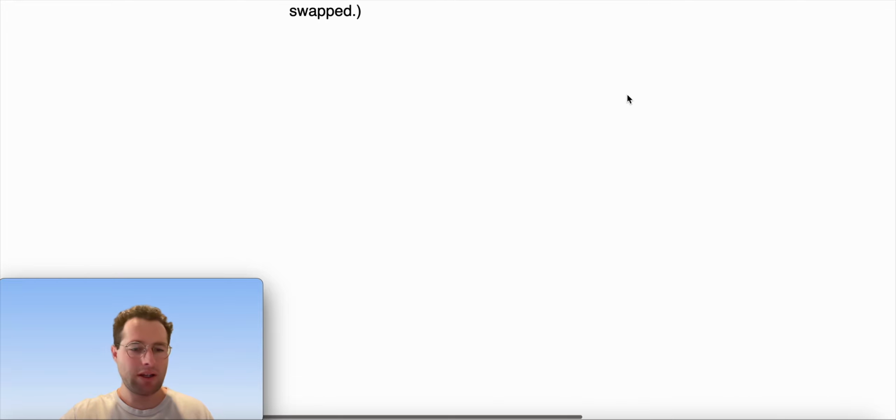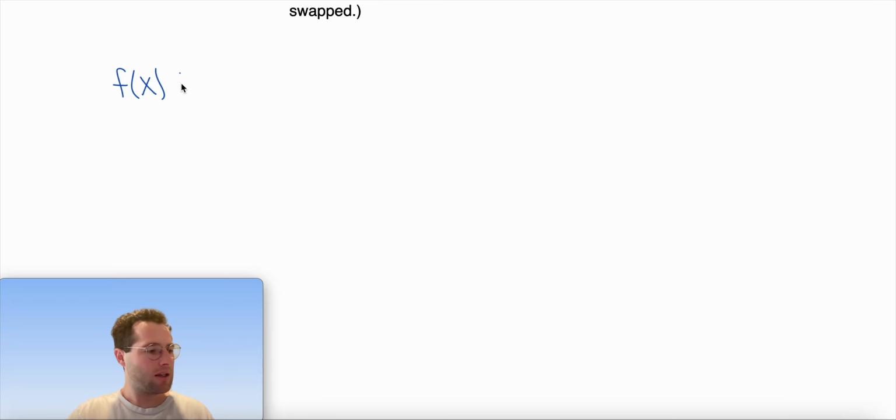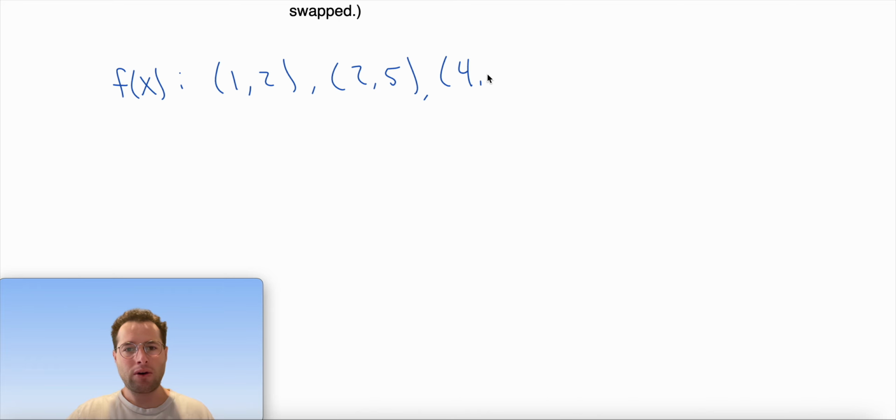I would like to begin with, let's say we have the function f of x defined as (1, 2), (2, 5), and (4, 7). So the function just consists of these 3 points, and we want to find the inverse of this function. Whenever we write the inverse of a function, we denote that by writing f to the -1 of x.